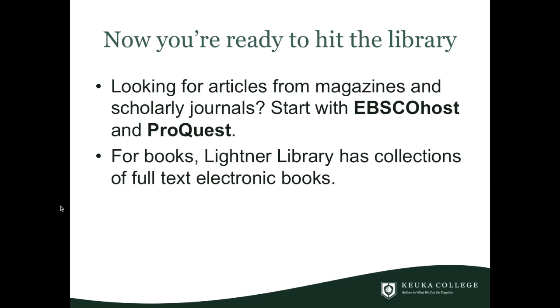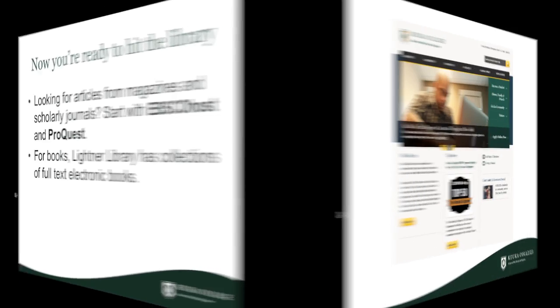If we're looking for articles from magazines and scholarly journals, start with EBSCOhost and ProQuest. They are great, easy to use, and cover just about every topic. If you're looking for books, Lightner Library has large collections of full-text electronic books.